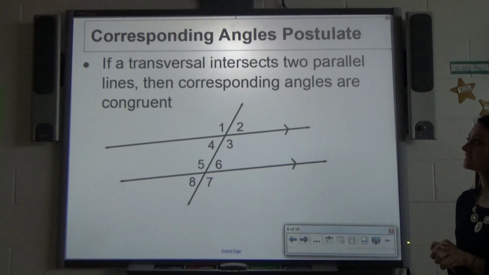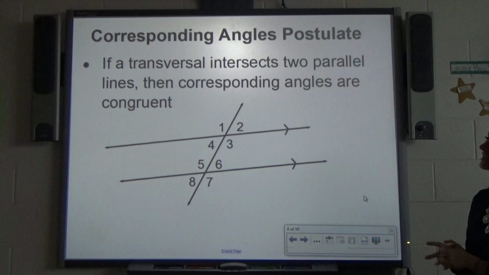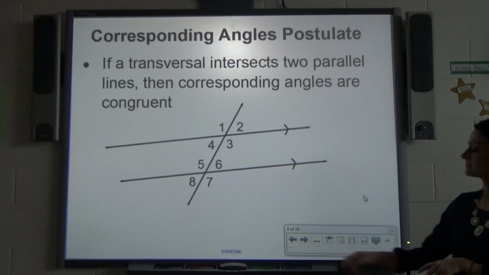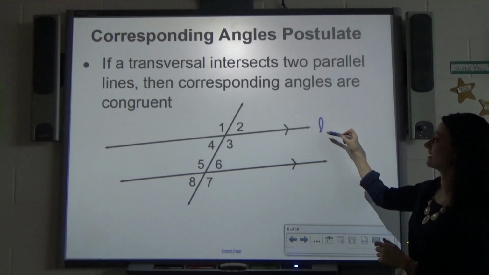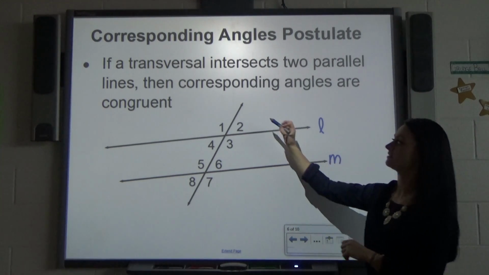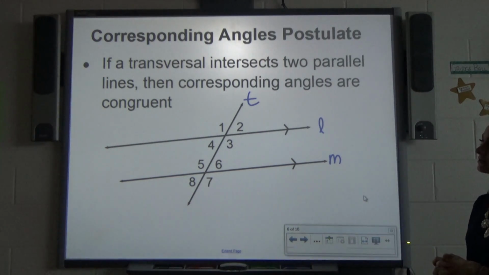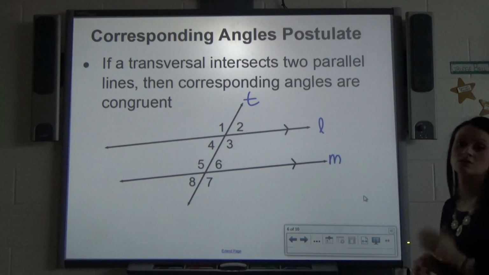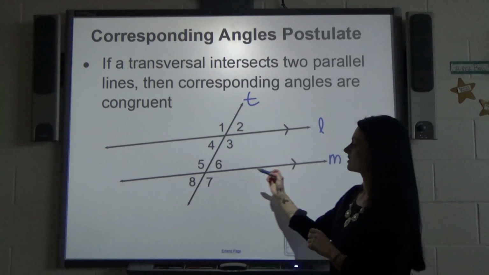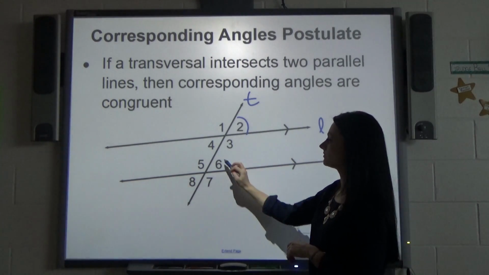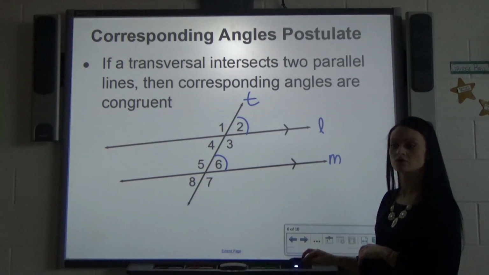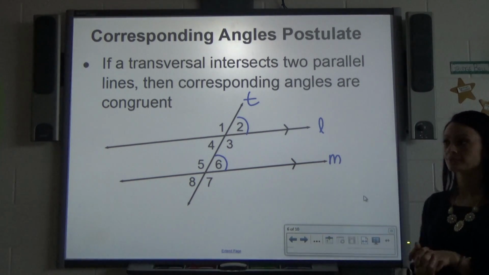And then last but not least, I have a corresponding angle postulate. And this tells me that if I'm dealing with these same lines, L and M, that are parallel, and they are being cut or intersected by a transversal, then if I have corresponding angles, we are going to know that they are congruent. So if I was dealing with angle 2, angle 6 would also be congruent to angle 2.